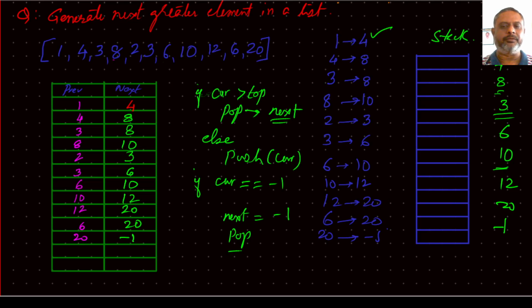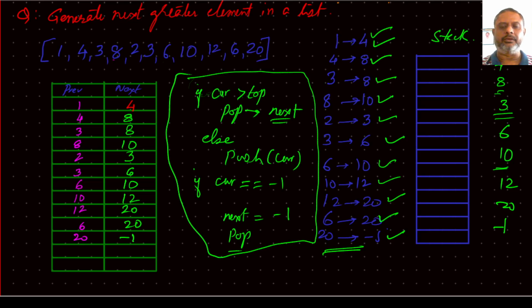So just compare: 1 4, yes 1 4; 4 8, yes 4 8; 3 8, 3 8; 8 10, 8 10; 2 3, 2 3; 3 6, 3 6; 6 10, 6 10; 10 12, 10 12; 12 20, 12 20; 6 20, 6 20; 20 minus 1, 20 minus 1. Yes, we have done it. This was done using our intelligence, and this is done using code.